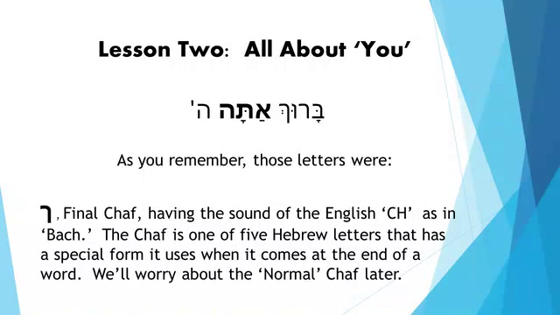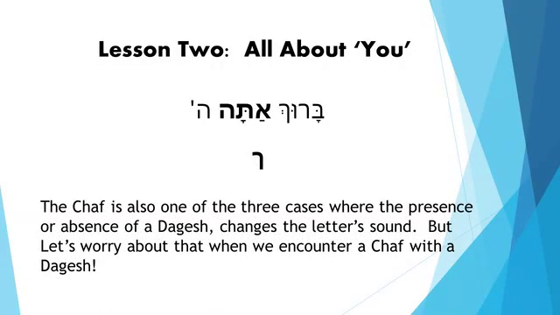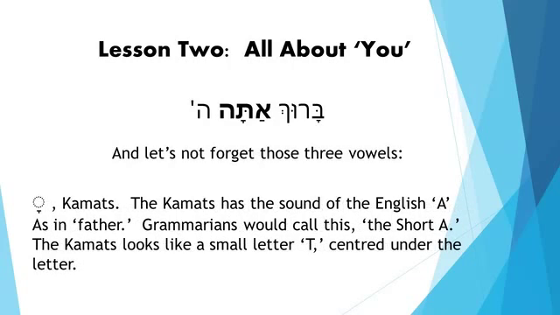The Chaf is one of 5 Hebrew letters that has a special form it uses when it comes at the end of a word. We'll worry about the normal Chaf later. The Chaf is also one of the 3 cases where the presence or absence of a dagesh changes the letter's sound. But let's worry about that when we encounter a Chaf with the dagesh.